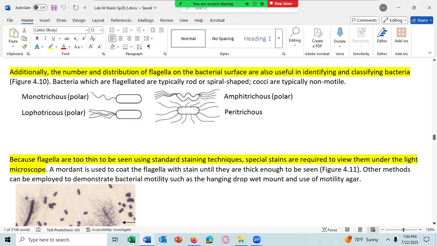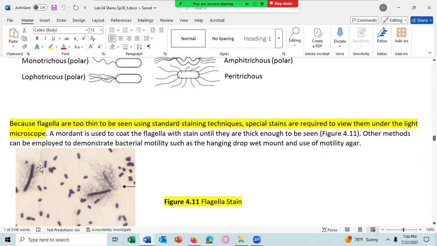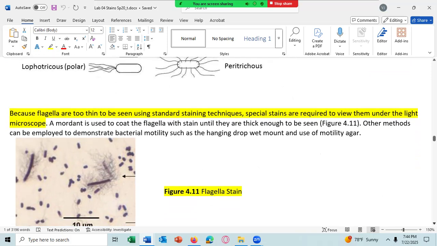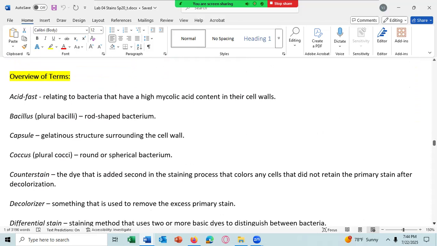Flagella are too thin to be seen with the standard staining technique. So if you stain them with the gram stain, you will not see the flagella. Special stains are required to view them under the light microscope. A mordant is frequently used with a special flagella stain to help coat the flagella, and then you just put on multiple coatings of the mordant until there's so many coatings you can actually see the flagella. All right, any questions about the flagella stain? If not, here's a few terms you should know for this lab.